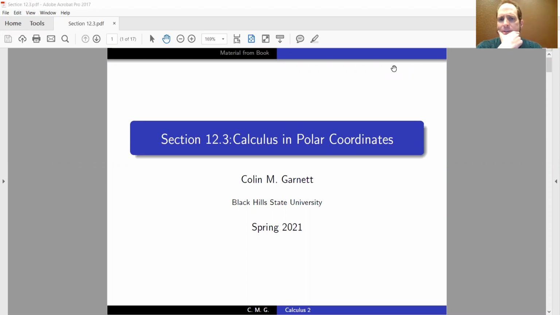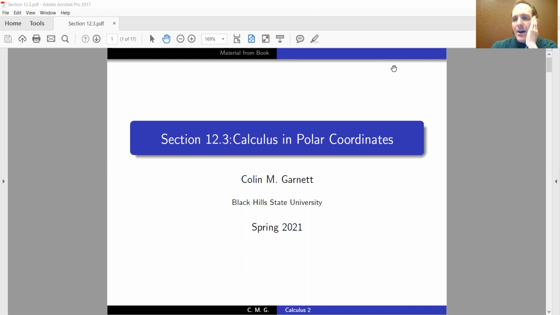Now the idea here is great because we can do things with functions that were not functions before. Things like a circle are very easy to describe. Things like what we call a rose, where there are petals along the curve, are really easy to describe. It's just a function of theta.